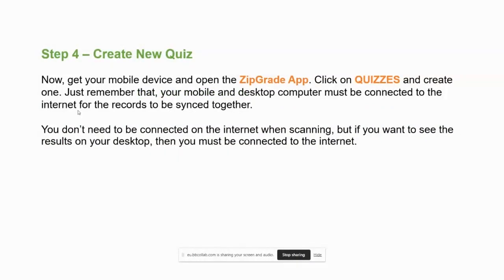Now you get your mobile device, you can open the Zipgrade app and click on quizzes, and we can create the quizzes via the app or the desktop. Mobile phone and desktop computer must be connected to the internet for the records to be synchronized together. You don't need to be connected on the internet when scanning if you are doing offline exams. But if you want to see the results on your desktop, then you must be connected to the internet. Okay, this is the way.